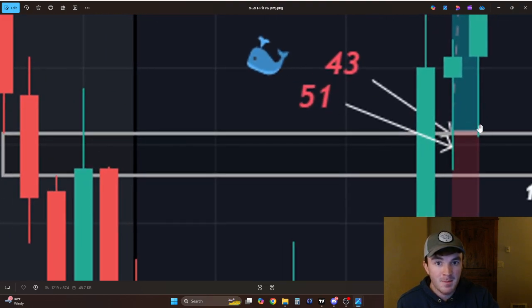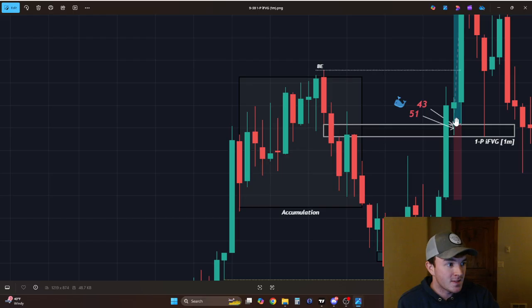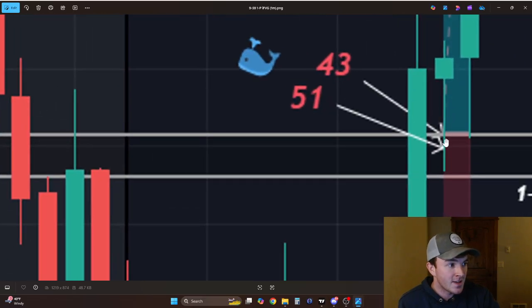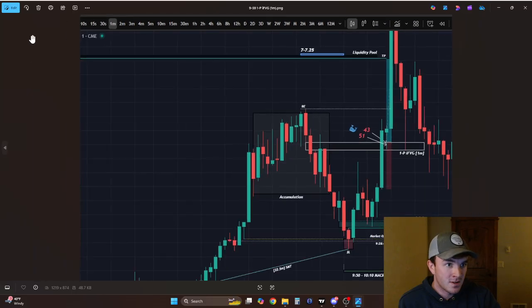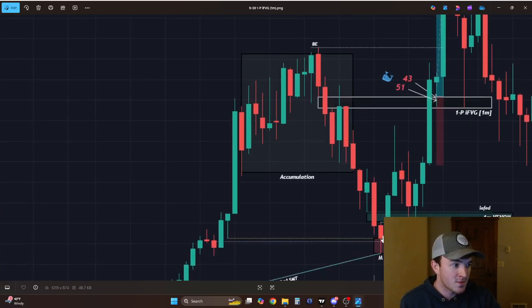What's this? Dumb whales are selling into the first percent for value gap. 51 cons, 43 cons, allowing institutions to get their orders filled right here. Boom, explosion up to a consolidation up here, right? So accumulation, manipulation, market open, swept.